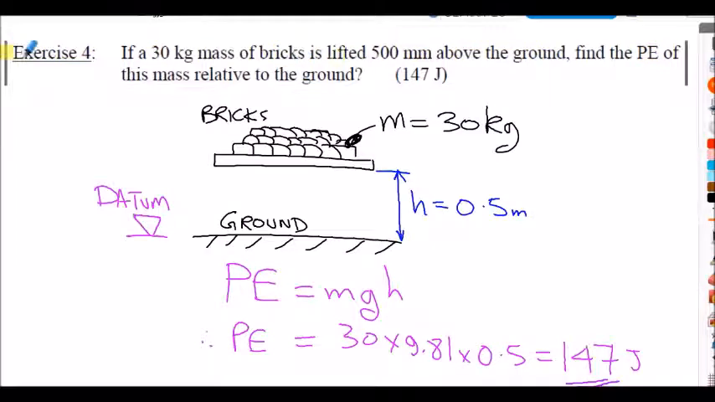Exercise 4, the solution. We have our mass of bricks of 30 kilograms raised 500 millimeters above the ground. Notice I've changed that into meters here. It's 0.5 meters. We must use meters in our calculations. So the potential energy is simply mgh, 30 kilograms multiplied by 9.81 meters per second squared, multiplied by the height of 0.5 meters. Be careful there, 0.5 meters. That gives us a value of 147 joules.